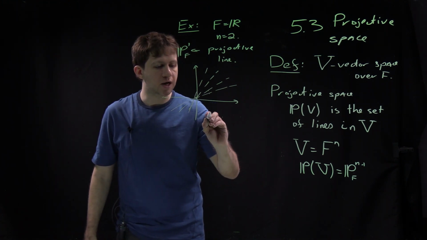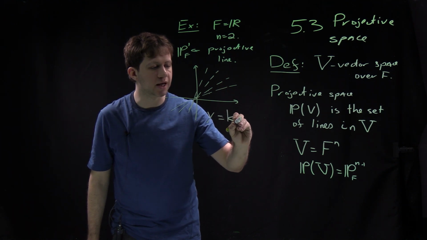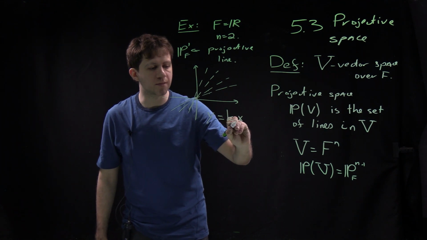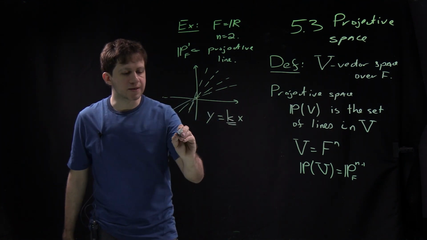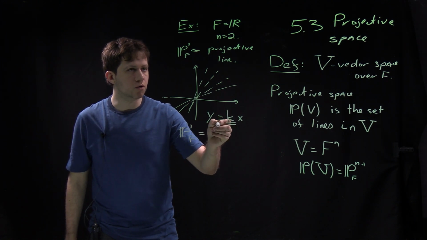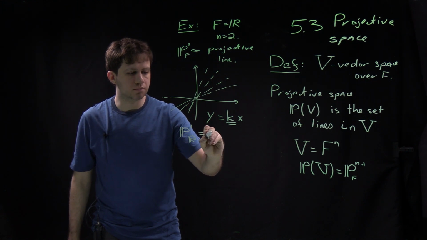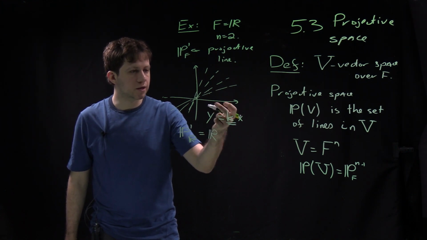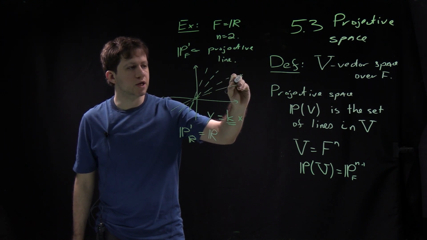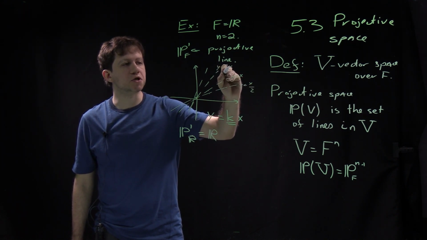So that's something from high school. You know that lines like that are parameterized by the equation y equal to kx. And so basically every line corresponds to one parameter k. So you might think that P1 of F, in this case R, is just R. Because clearly every line is parameterized by its coefficient, and this coefficient determines it uniquely, so probably the projective line is just a usual line.